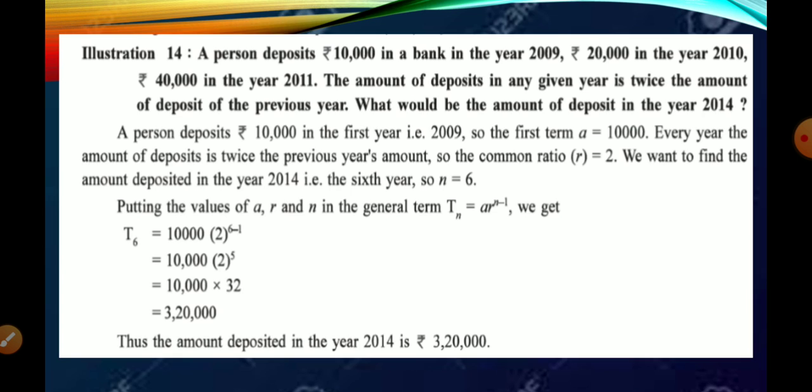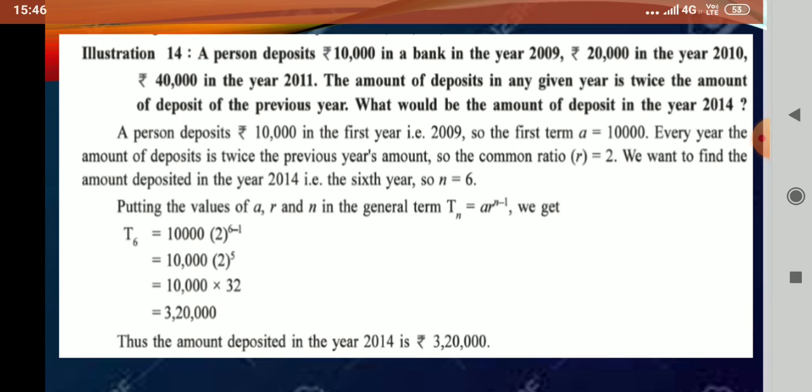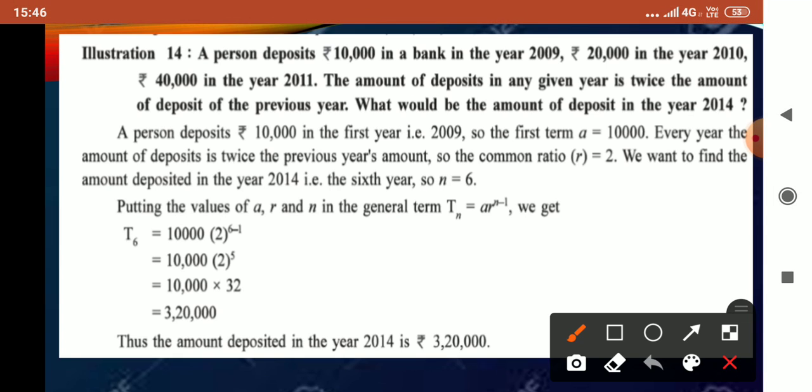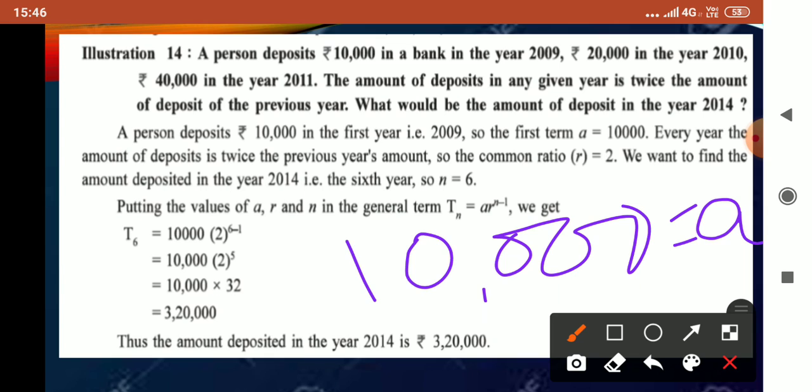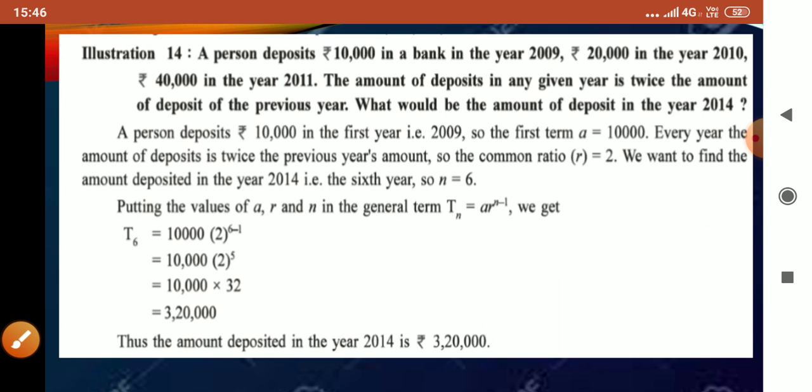This is the problem sum of geometric progression. A person deposits 10,000 in a bank in the year 2009. So the very first year, in 2009, he deposited 10,000. First year means this is your A. So your A will be 10,000.